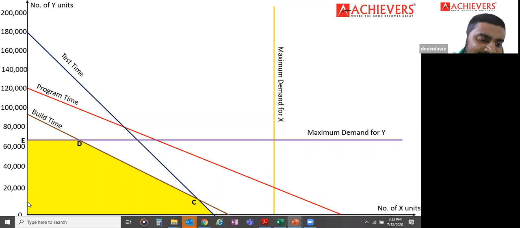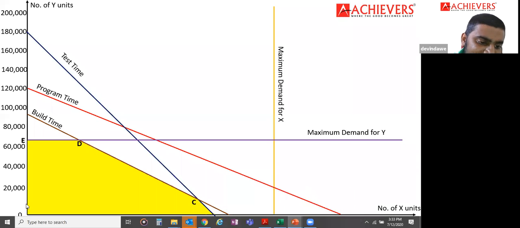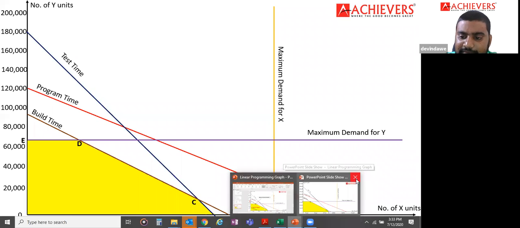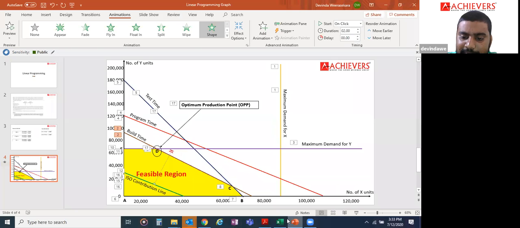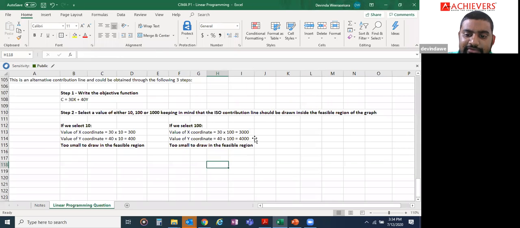You can, but again, what's the problem, guys? Too small, because the graph starts from 20,000, guys. When the graph starts from 20,000, drawing 3000 and 4000, it's a bit difficult, right? Not practical, isn't it? Clear? So that's a problem. Again, too small, because the graph starts from 20,000. So 3,000, 4,000 will be too small.